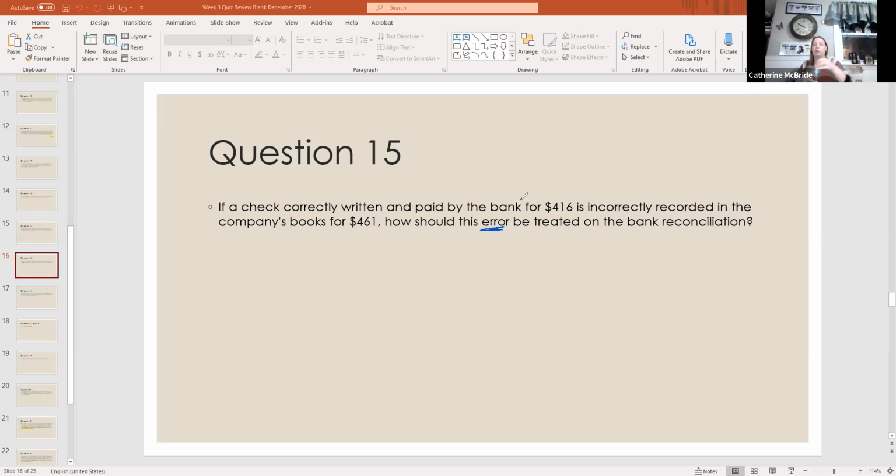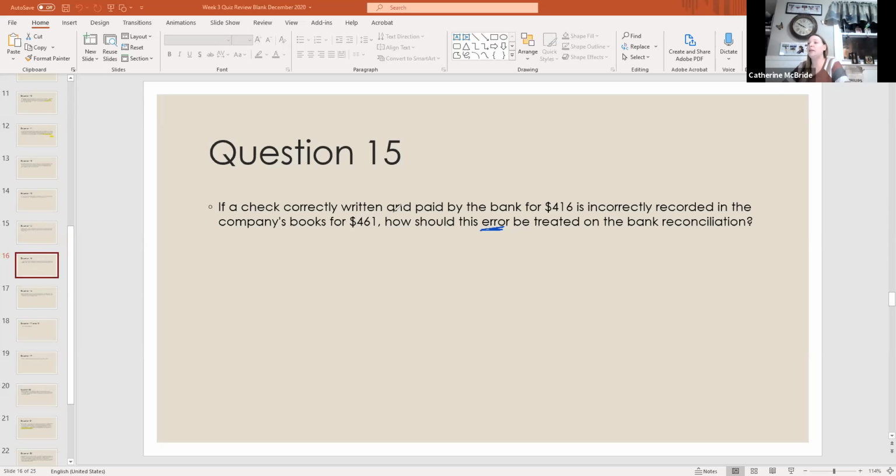The trick for figuring out errors is to figure out what is on our books, what should it be, and what's the difference? And then you have to figure out, is the bank correct or are my books correct? So here's the thought process.